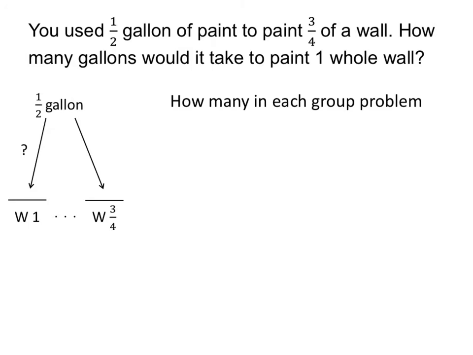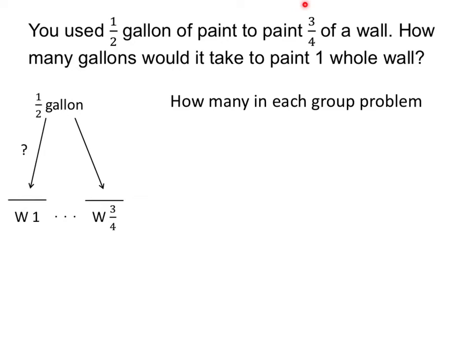Now our next problem is again very similar to the previous problem, just with slightly different numbers. You used 1/2 gallon of paint to paint 3/4 of a wall. How many gallons would it take to paint one whole wall? So again, almost identical problem, just slightly different numbers. Now in this one, we're only painting 3/4 of a wall, so we're not doing one wall, we're not doing more than one wall, but that's okay.